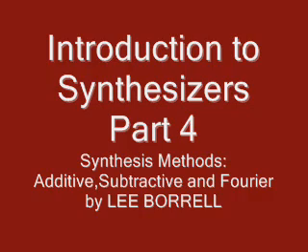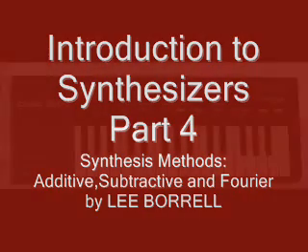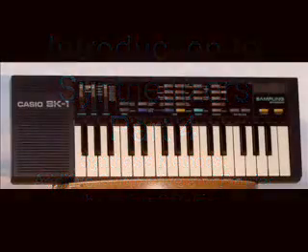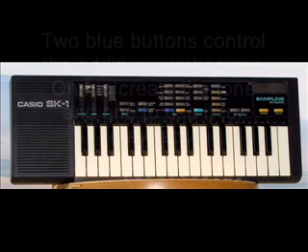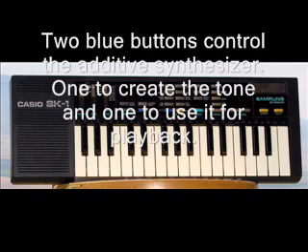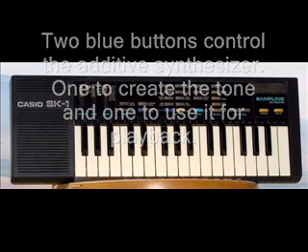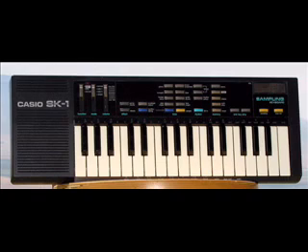In part 4 of Introduction to Synthesizers, the synthesis methods that I'm going to look at are additive, subtractive and Fourier synthesis. The SK1 that was produced by Casio, which we saw in the sampling section, also has a Fourier additive process which constructs the sound by adding sine waves together, I think in 8 or 16 different volume steps. So this will produce various different tones.